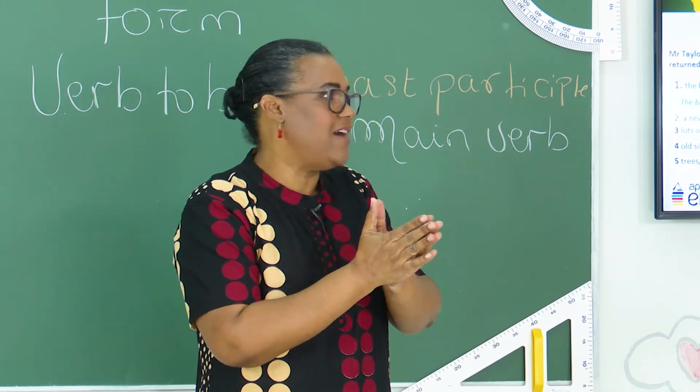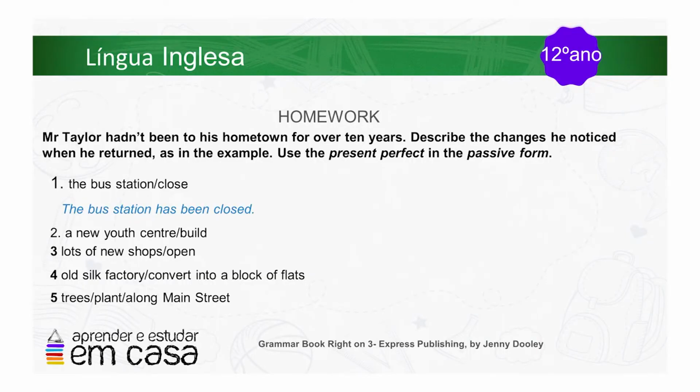And now we have our homework. So the homework, we have this that says Mr. Taylor hadn't been to his hometown for many years. So he wasn't in the hometown. He came back and there are some changes that happened in the hometown. So I want you to make sentences, to construct sentences as homework, 5 sentences, to talk about the changes that have happened in his town.